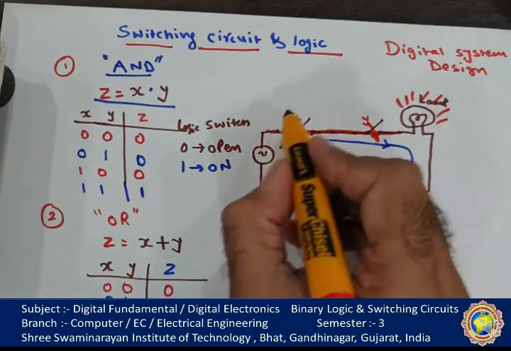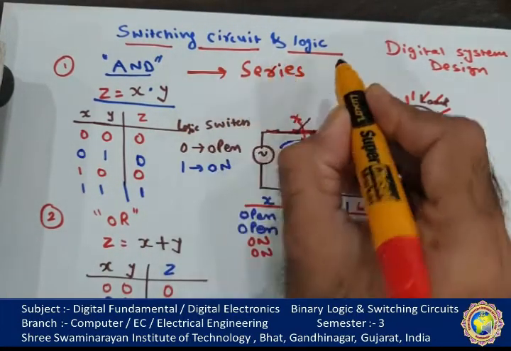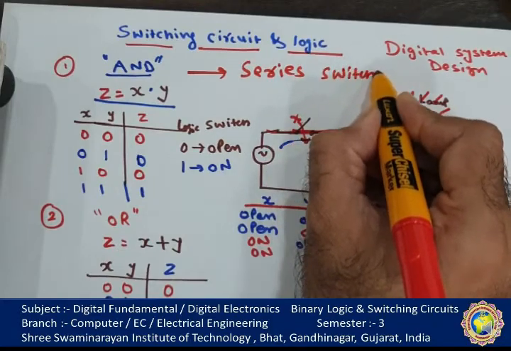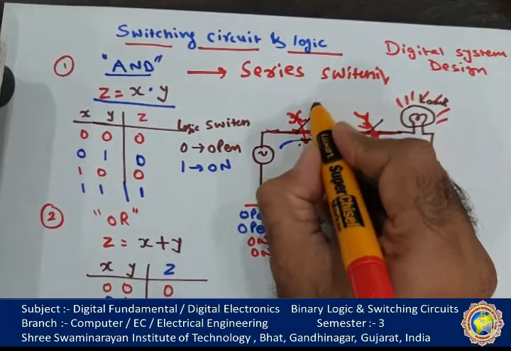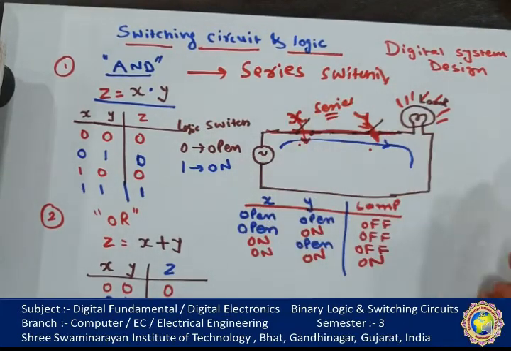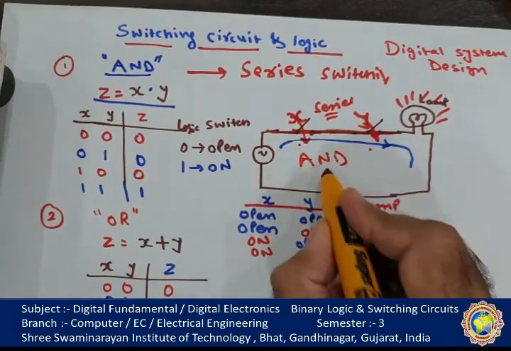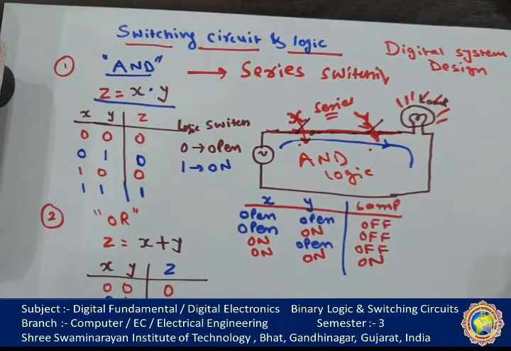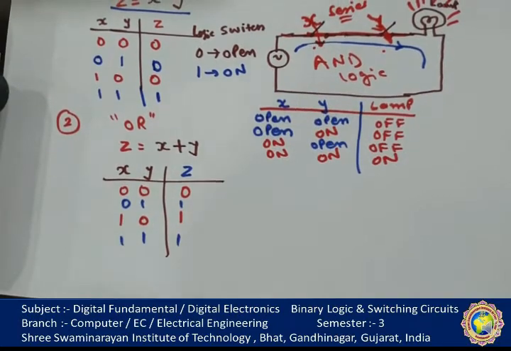So this is called a series switching circuit. When two switches X and Y are in series, it works like AND logic. Remember that. Now let us see the OR gate, how OR gate switching can work.